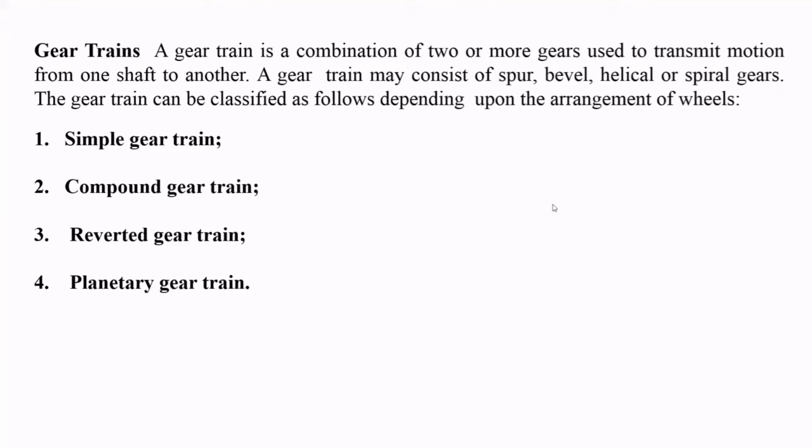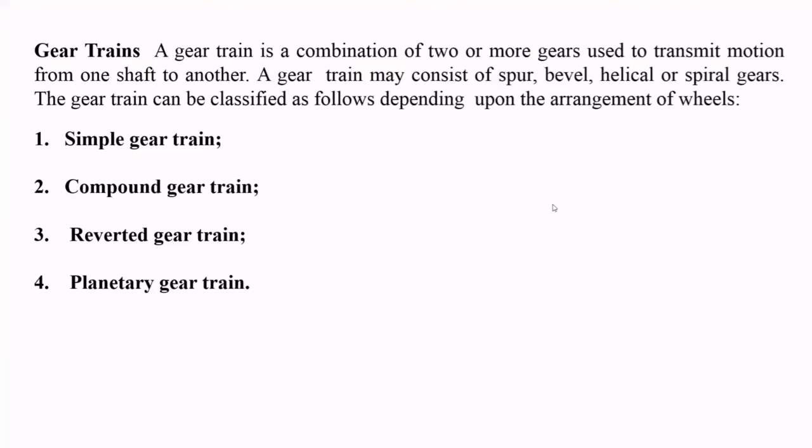You have already learned about gear trains and gears in the kinematics of machines subject. I just remind you, just recollect that information from those classes. Do you know what the purpose of a gear train is? A gear train is a combination of two or more gears used to transmit motion from one shaft to another shaft. It may consist of different types of gears, maybe spur gear, bevel gear, helical gear, or spiral gear, whatever it is.